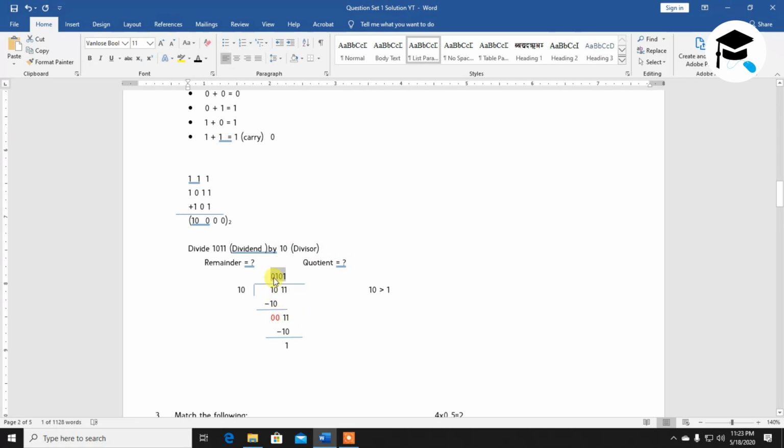Okay, if you don't write 0, it doesn't matter. So what's the answer now? You can write the answer in this way. The answer of the question is 101. It's the quotient, and the remainder is 1. Okay, so I think you have understood this.